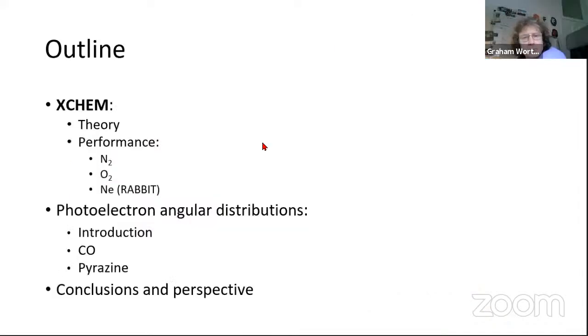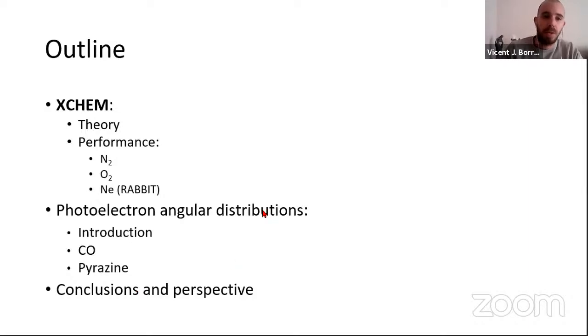So here is the outline of the talk. First of all, I will be talking about the XChem code, the theory behind the code, and I will also show briefly some of the results the XChem code has produced. Then I will move to talk about the new implementation that includes photoelectron angular distributions, and I will show the results I obtained with carbon monoxide, still unpublished, and also the results for pyrazine that a colleague of mine, Pedro, has obtained too.